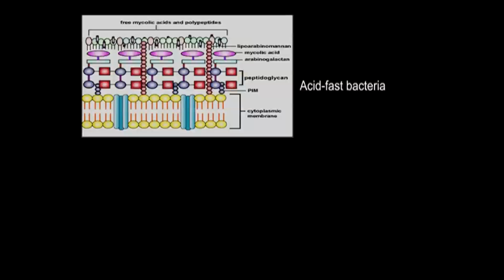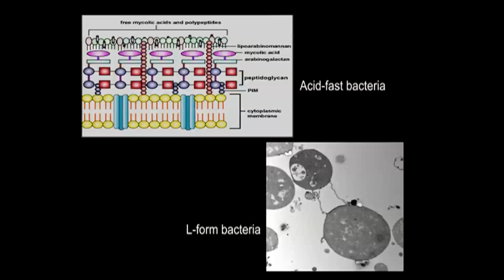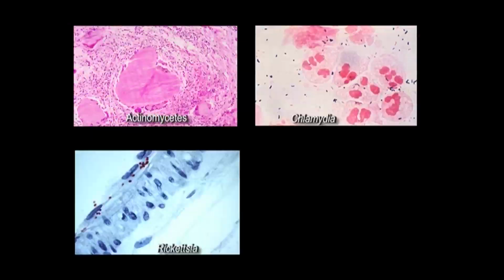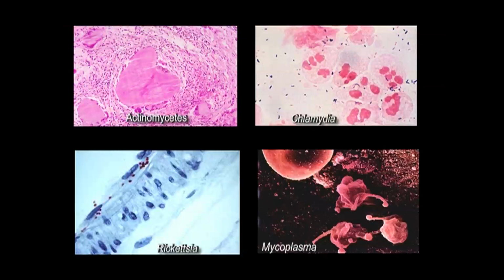Welcome to this lecture on bacterial cell wall. In this particular lecture, we shall be discussing the cell wall structure of different associated bacteria-like organisms. We will start with the acid-fast bacteria, then we will be discussing the L-form bacteria, then we will be discussing the cell wall pattern of actinomycetes, chlamydia, rickettsia and mycoplasma also.